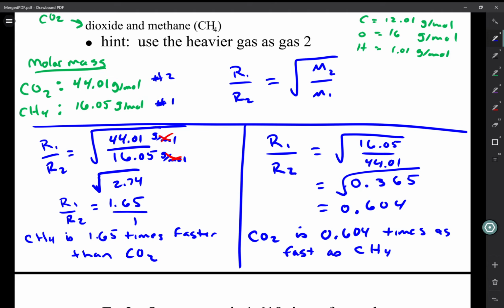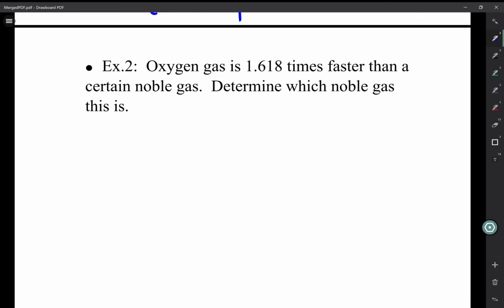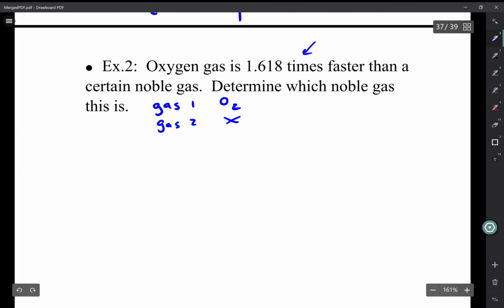All right, a couple of examples we can do with this. Oxygen gas is 1.618 times faster than a certain noble gas. So we're going to find the certain noble gas. If oxygen's 1.618 times faster, is oxygen the lighter gas or the heavier gas? Well, it's faster, so that means it's the lighter gas. Remember, we want the heavier gases to be gas 2. So gas 1 is going to be oxygen. Remember, it's O2, so it's oxygen gas. Gas 2 is going to be X, the unknown.